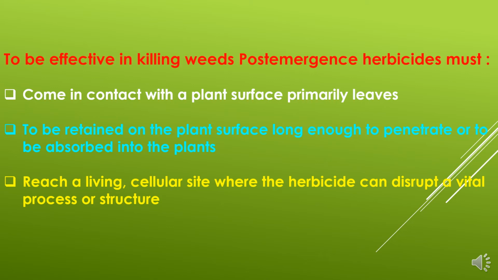It must come in contact with a plant surface, primarily leaves. It must be retained on the plant surface long enough to penetrate or be absorbed into the plant, and reach a living cellular site where the herbicide can disrupt a vital process or structure of the plant.